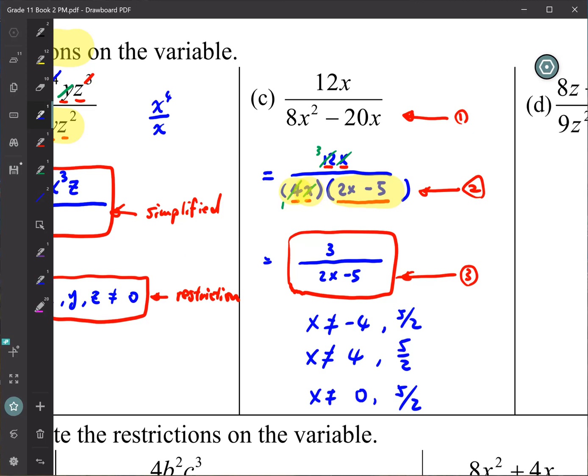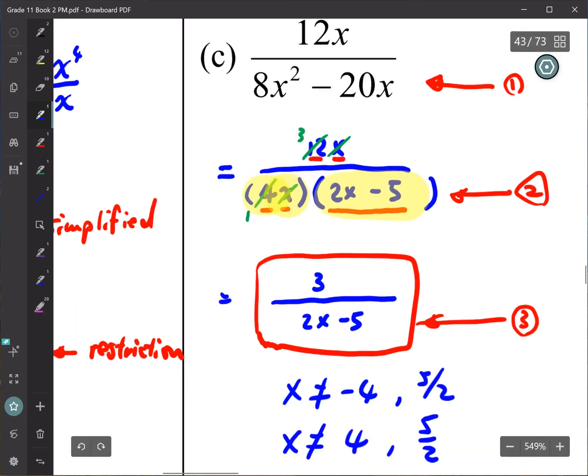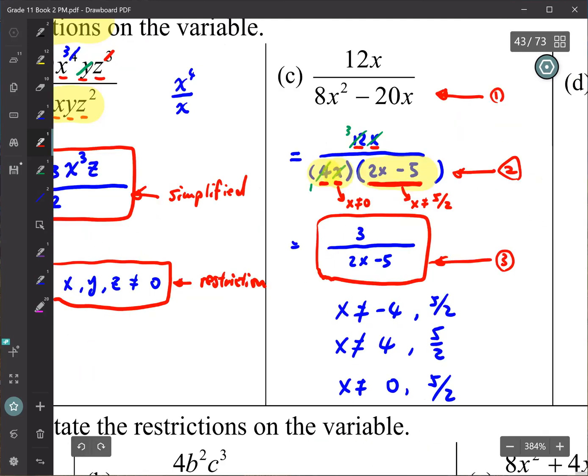How to find restrictions. For restrictions, you look at each factor, okay? So you look at the second line. I already underlined. You have the 4, the x, and then 2x minus 5. They are factors because they are separated by multiplying. So the 4 you can ignore because 4 is never going to be 0, right? It's a constant. So you just focus on x. From this part, you get x cannot be 0. And from this part, you get x cannot be 5/2. So your restriction should be this one.